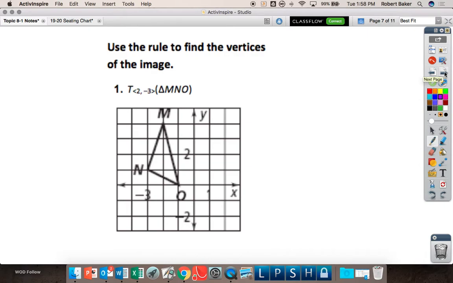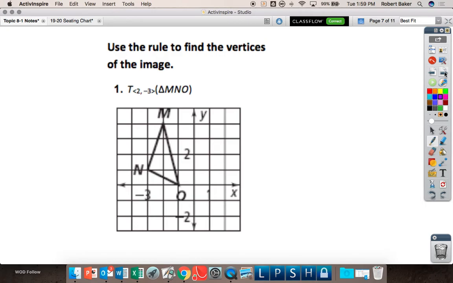Okay, use the rule to find the vertex of the image. That's a loaded question. It says find the vertex of the image. So in your mind, is the image the new shape or the old shape? There are two words, pre-image and image. Which one comes first, the pre-image or the image? The pre-image comes first, so the image is the new shape. So I just need to take this rule and translate triangle MNO this way.